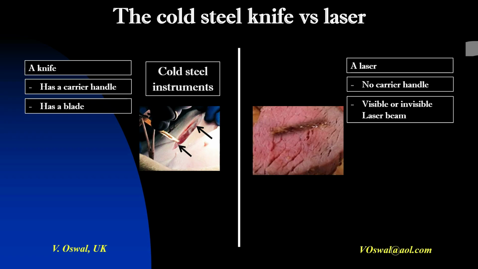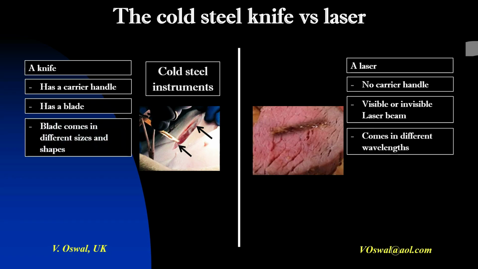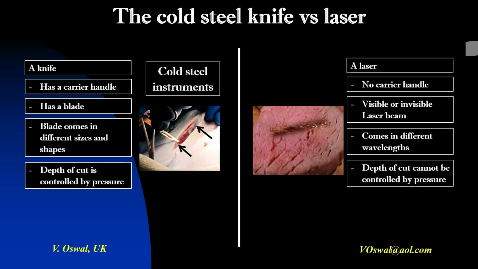Just as knives come in different sizes and shapes, lasers also come in a variety of wavelengths for specific surgical procedures. When using a knife, the depth of the cut can be controlled by using mechanical force. However, the depth of the laser cut is determined by the extent of its absorption by the tissue, which interacts with the laser energy to produce intense heat.